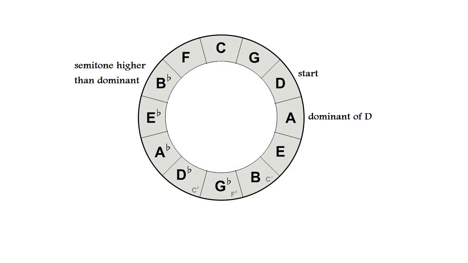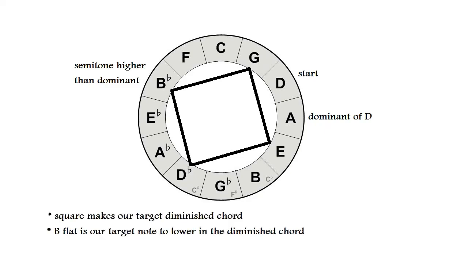4 notes from B flat is G, another 4 from G is E, another 4 from E is D flat, and voila! We will have found our diminished 7th chord and which exact note in the diminished 7th chord to lower, solely from using the circle of fifths and nothing else.